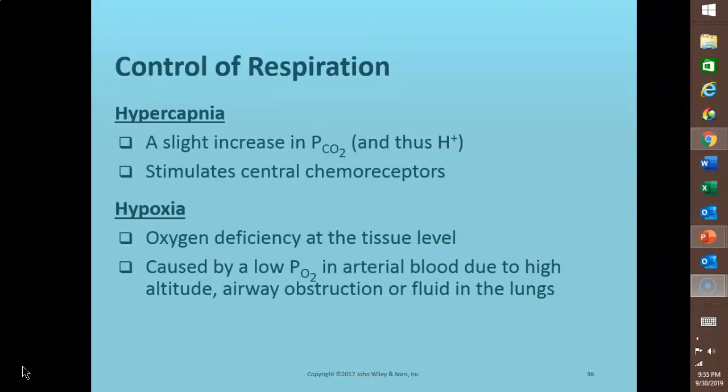Okay, sorry, I realized I didn't get that slide changed quickly enough. I got to talking about the CO2 levels.